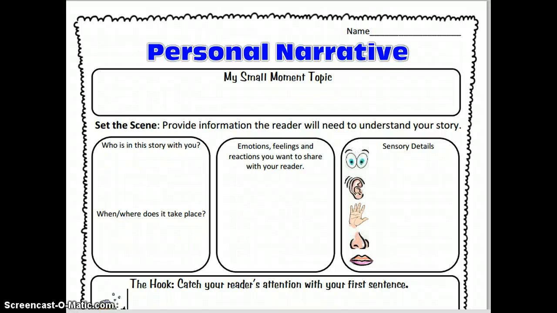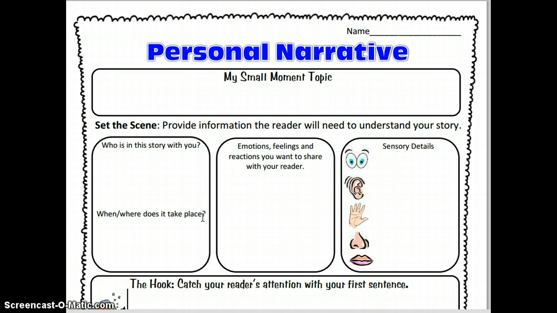So, hi, you're going to write a personal narrative text, and I have a model here for you. First of all, take a look at this piece of paper. Here you write your topic, and then you set the scene and provide information that the reader will need to understand your story. So, who is in the story with you? When and where does it take place?